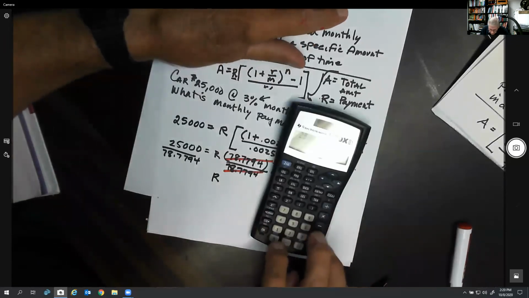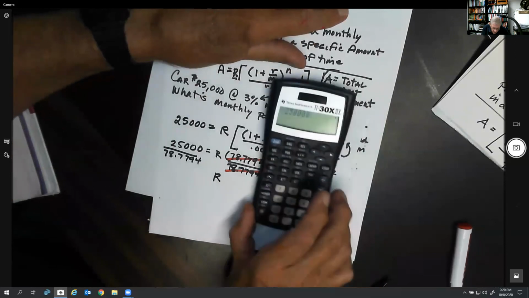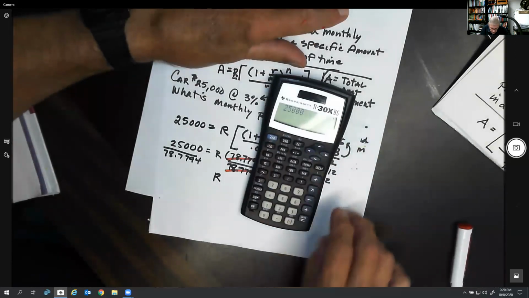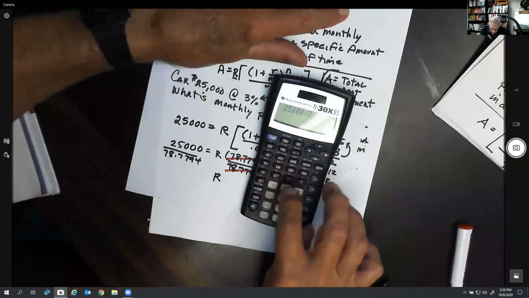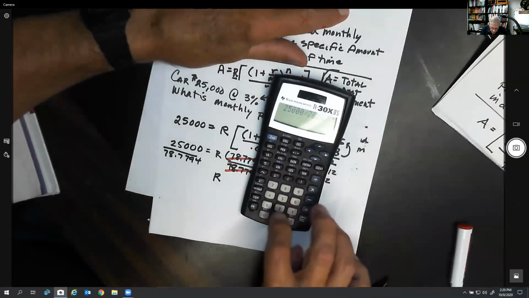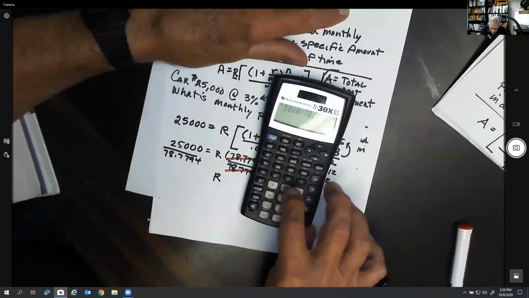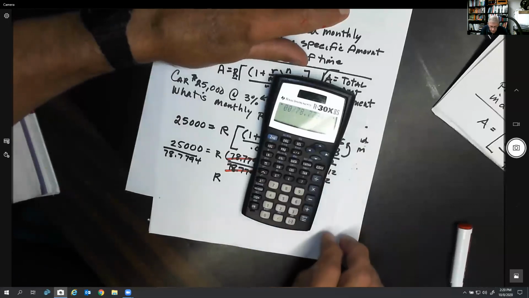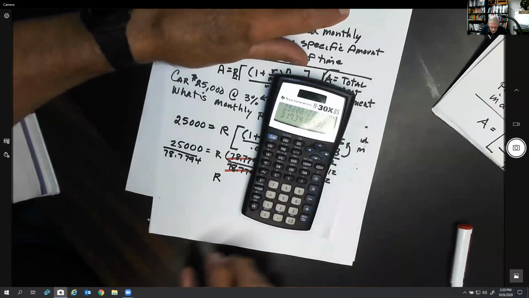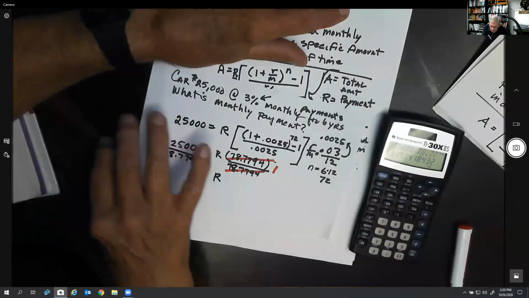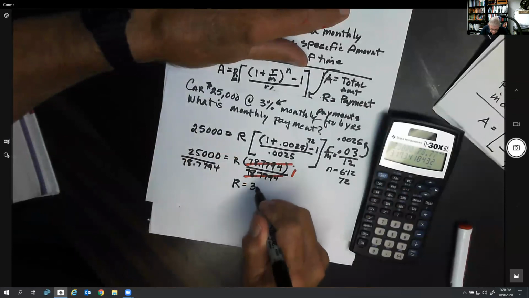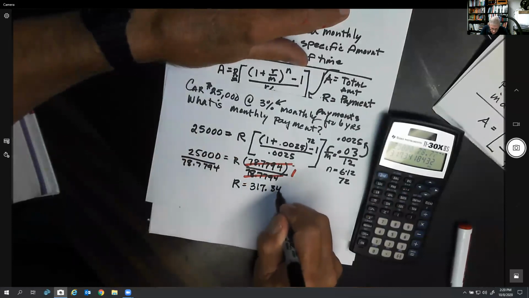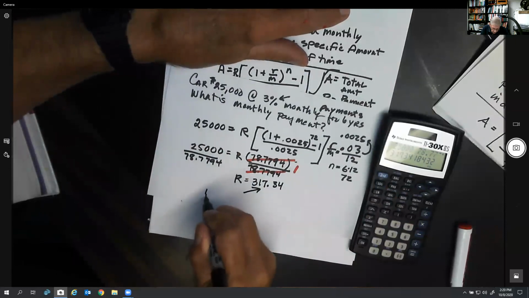25,000. Make sure you get your zeros right, divided by 78.7794, equals $317.34. And this is what we would call your monthly payment.